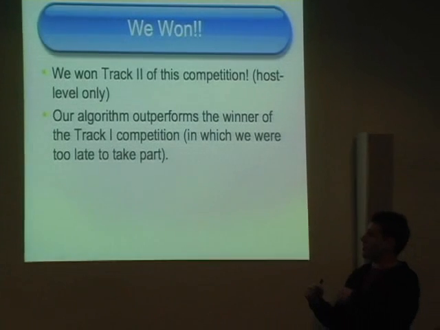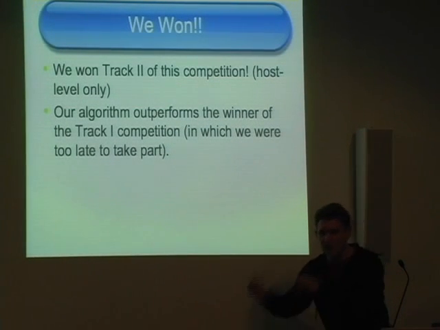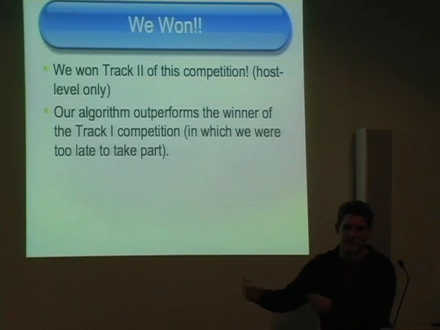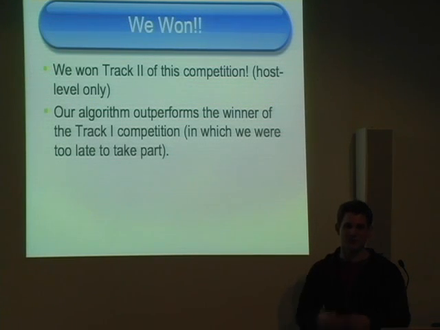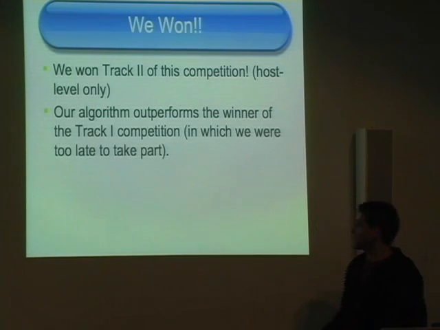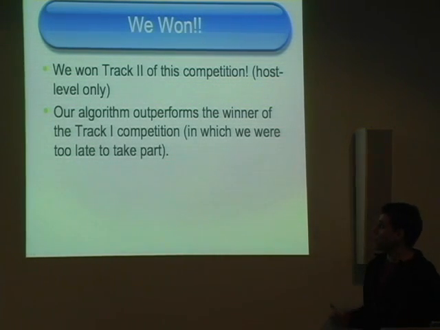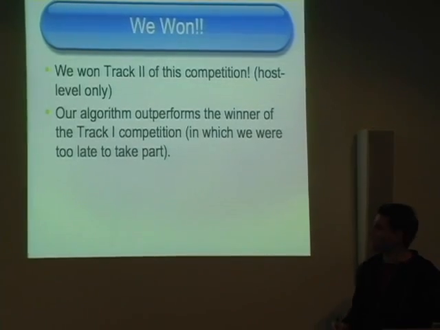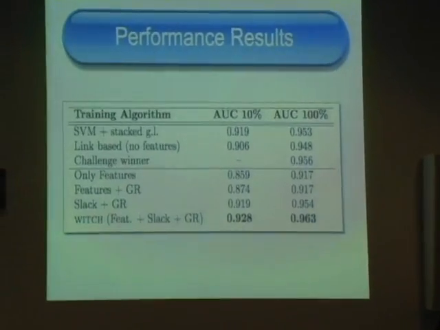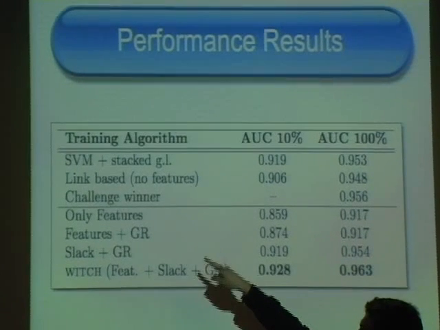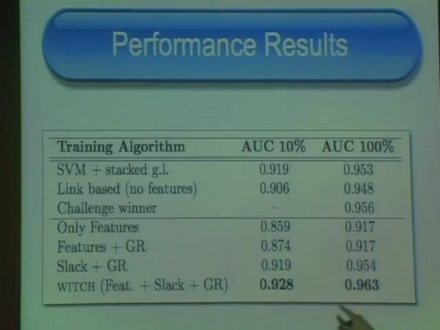We tried again on the track 1 data set, and we would have won that if we had taken part in it. I'm only saying that to brag, but of course, in hindsight, it's much easier to beat people once you've seen what the benchmark is. But we were a pretty hefty margin away from the leader. So on this competition, we did very well. The challenge winner got 0.956 AUC on the track 1 data set, and we got 0.963.